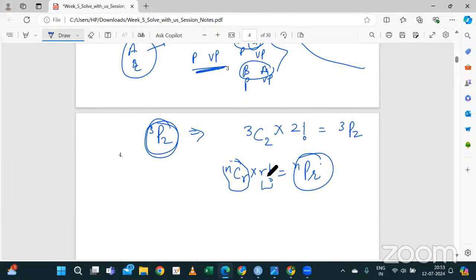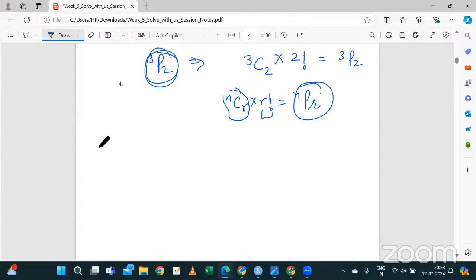Okay. Yes, sir. And what is the meaning of simultaneous? I told you initially, suppose I have to make a password of a 3-digit number, for example, by using digits from 0 to 9. If I have to make a password of a 3-digit number, then what I have to do? I have to select for the first digit, right?